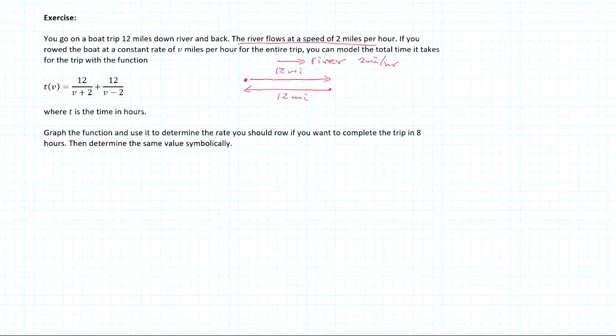If we row the boat at a constant rate of v miles per hour for the entire trip, you can model the total time it takes for the trip with the function t of v equals 12 over v plus 2 plus 12 over v minus 2, where t is the time in hours.